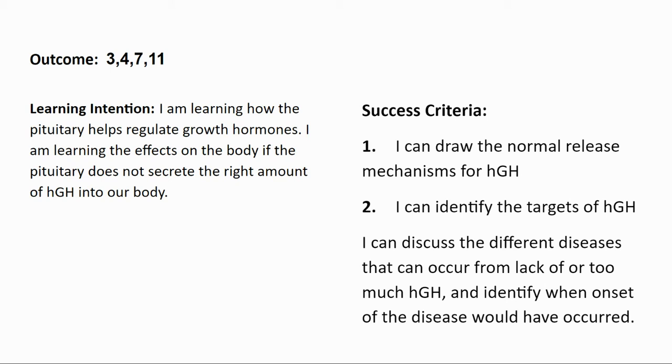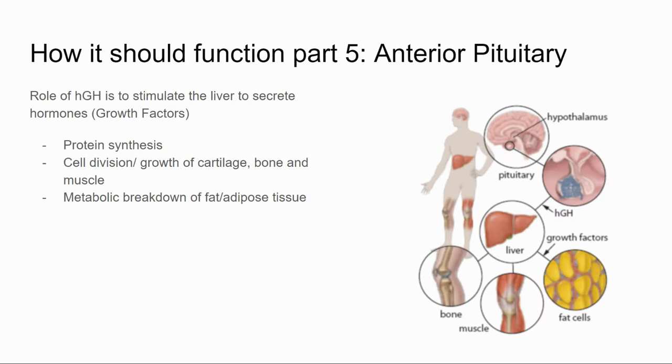The goal today is to be able to draw the feedback loop or the normal release mechanisms for hGH, identify the targets of hGH, and then we'll eventually discuss the different diseases that can occur from the lack of or too much hGH. And we'll talk about when the onsets of those diseases occur. So, how it should function, part 5, anterior pituitary.